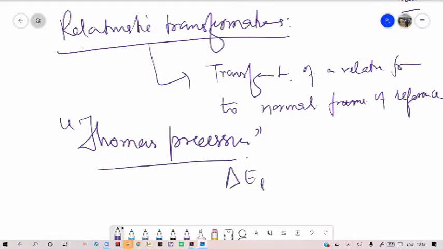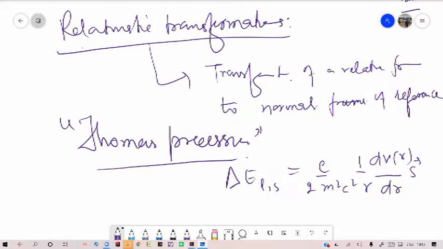Due to the Thomas precession, this L·S term will be e by m square c square. I will reduce it by 2, so there will be a factor divided by 2 because of the transformation. I will send you this article related to this S dot L.